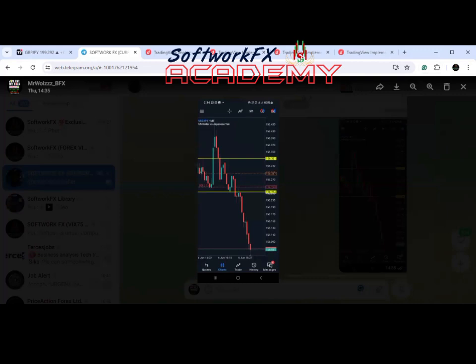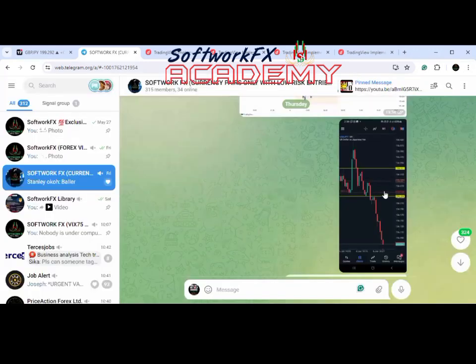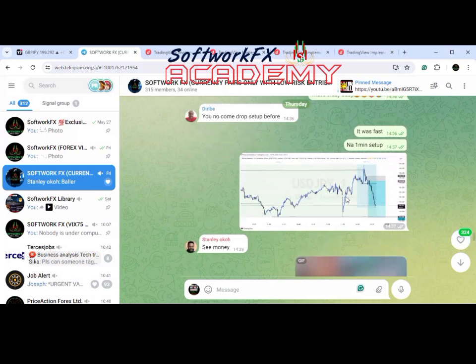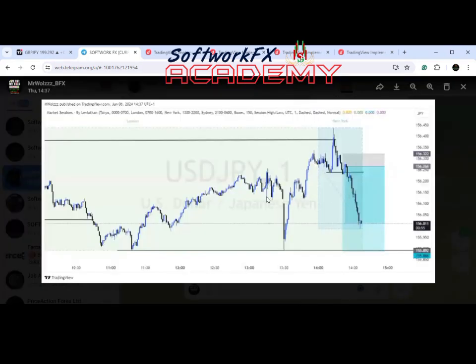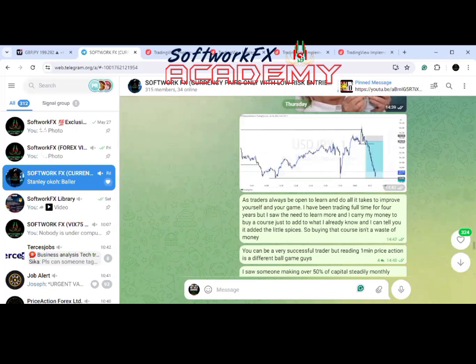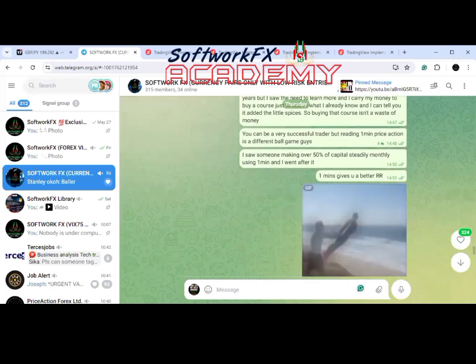Okay, this is another one. This is a UJ, another 1:5 risk to reward on UJ that I got onto. See, this is it. I took it on 1 minute time frame. It was so fast, and before I could drop it, price had moved. But I got on this trade as well, ratio 1:5 risk to reward.